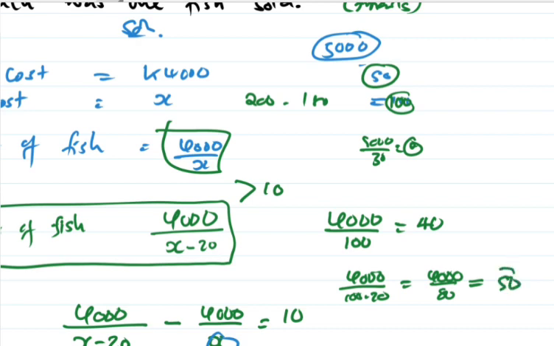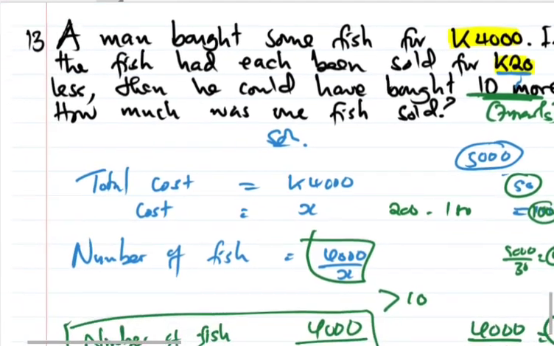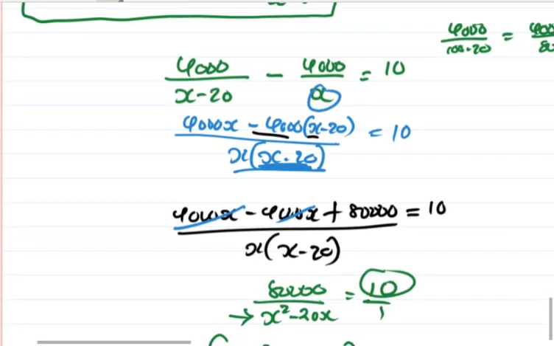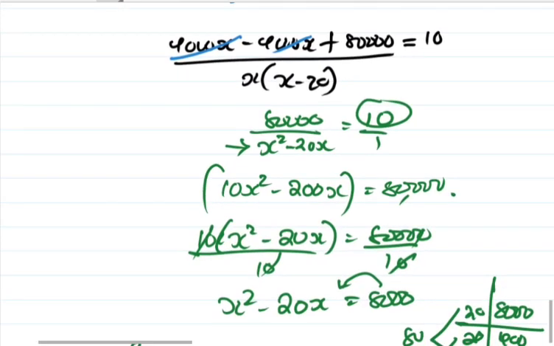So you can see the difference between 50 fishes and 40 fishes. The difference is 10 according to the question. Yeah, that's how we can solve this problem. I think I should stop here. We should meet in the next video.